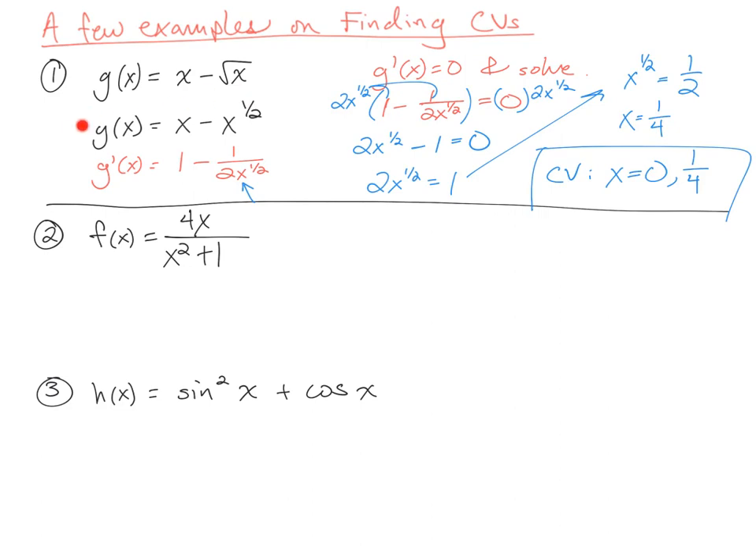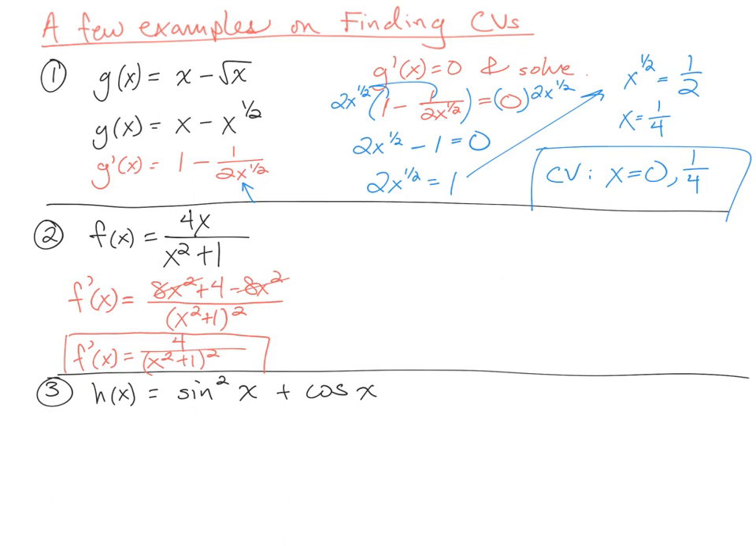Our second function here is f of x equals 4x over x squared plus 1. Go ahead and take a few seconds and see if you can find the derivative for this particular function. We will be using the quotient rule here just to give you a nudge in the right direction. With a little bit of simplifying, you can see that the derivative, f prime of x, would be 4 over x squared plus 1, the whole thing squared.